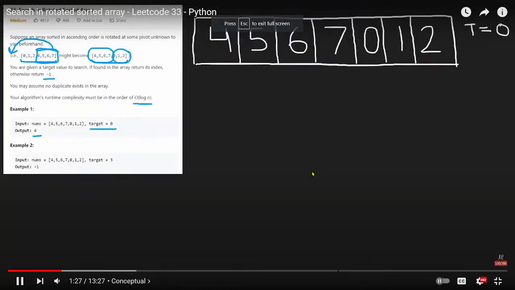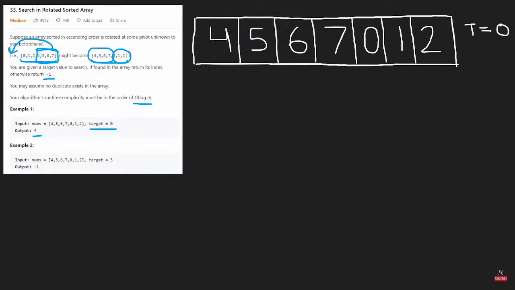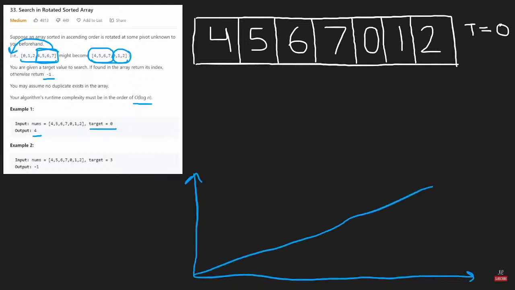Since this array was originally sorted and then rotated, can we use that to our advantage to potentially find a binary search type solution for this problem? Let's try to analyze it and see what we can find. So given that the original array was sorted, if we wanted to represent that as a graph, we would basically have a continuously increasing line. It might not necessarily be linear, but it would always be increasing, right?